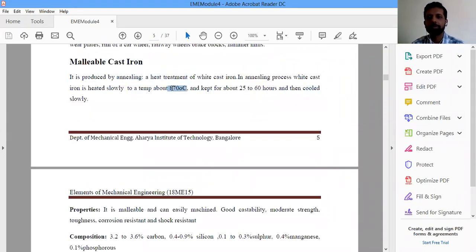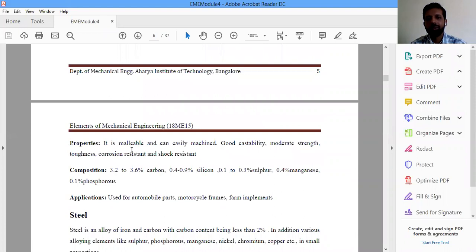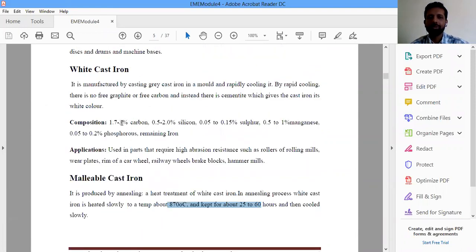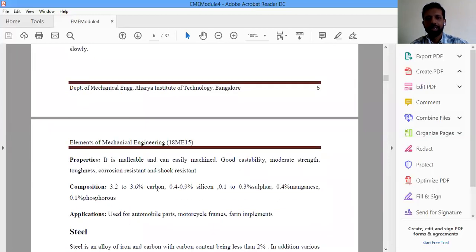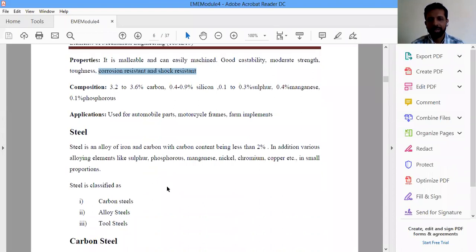They'll raise it to this particular temperature, keep it there for a certain time, and then it is going to be slowly cooled. What happens is that what was cast iron, a brittle material, once we do this heat treatment, becomes malleable, okay, and easily machinable also, right? And it will have moderate strength, toughness, and corrosion resistance also, right? So that is about malleable cast iron.